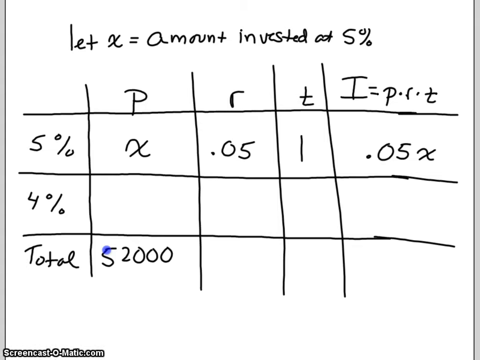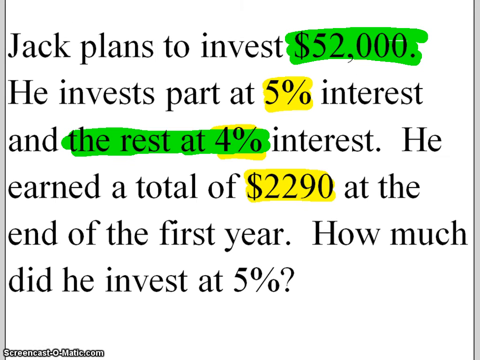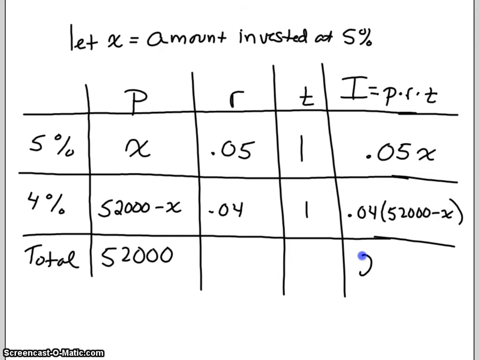So now how do we express the rest? We have to take away x from 52,000. So we write 52,000 minus x. That's how you express the rest. 0.04, 1 year. So this is 0.04 times 52,000 minus x. We already know the total interest. The total interest is 2,290.